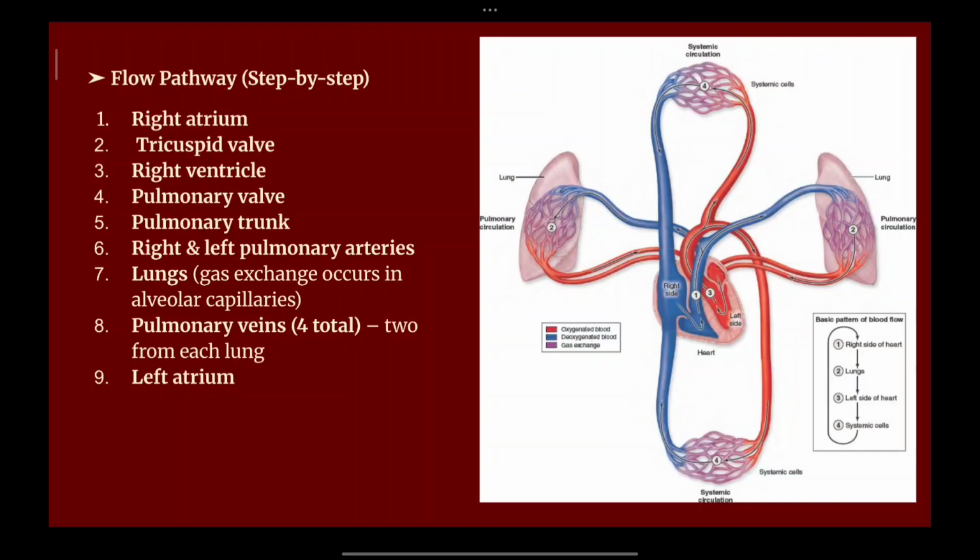The blood enters from the right atrium. From all the body parts, the deoxygenated blood gets collected through the superior vena cava and the inferior vena cava. The superior vena cava carries the venous drainage of the upper body, and the inferior vena cava brings all the deoxygenated blood of the lower body, and it is drained into the right atrium. From the right atrium, the blood flows through the tricuspid valve into the right ventricle.